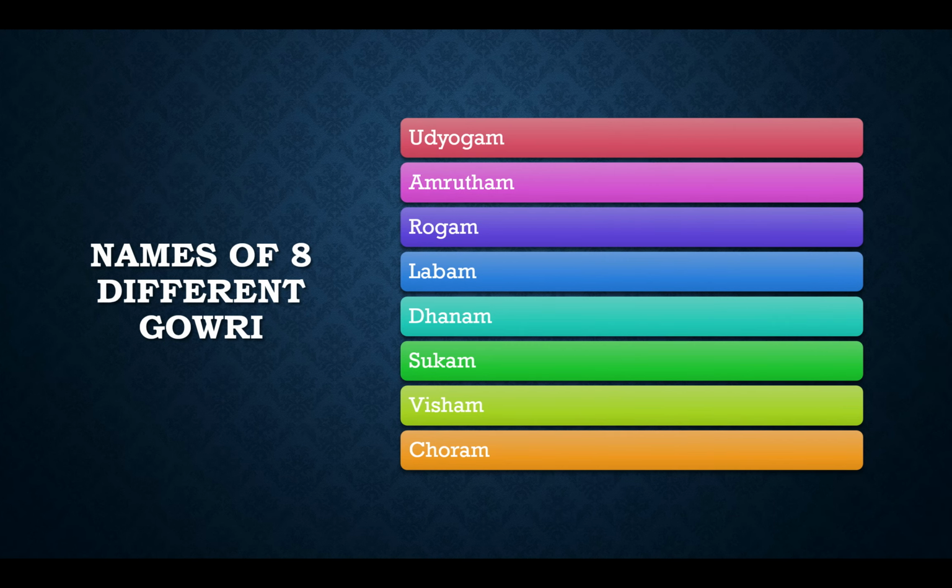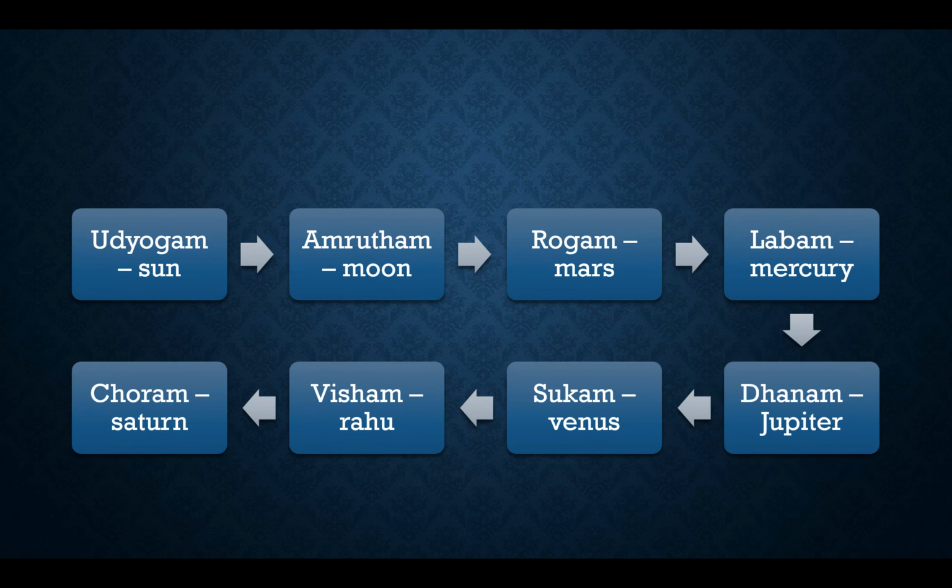Those 8 time divisions are Udyogam, which is also called Utti, Amrutam, which is also called Amudam, Rogam, Labam, Dhanam, Sukam, Visham, and Choram. These are the eight different kinds of Gauri. Now, all of these are represented by a planet. Udyogam or Utti is represented by Sun. Amrutam or Amudam is represented by Moon. Rogam by Mars. Labam by Mercury.